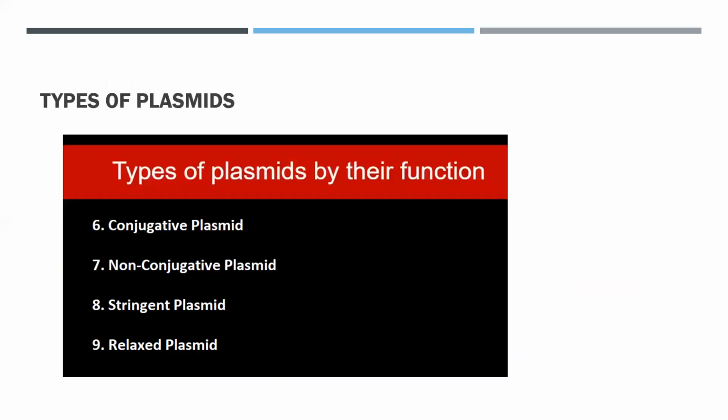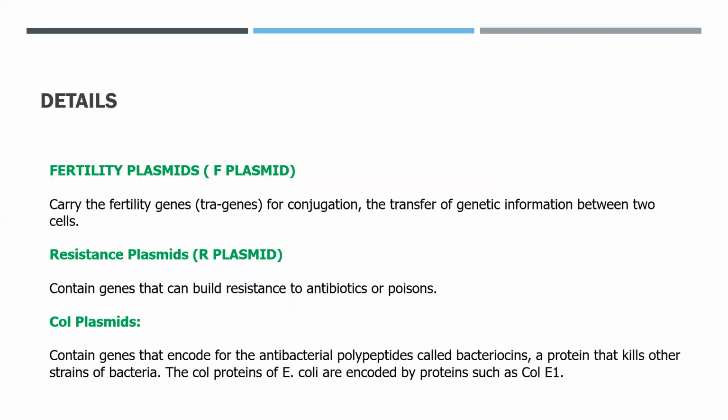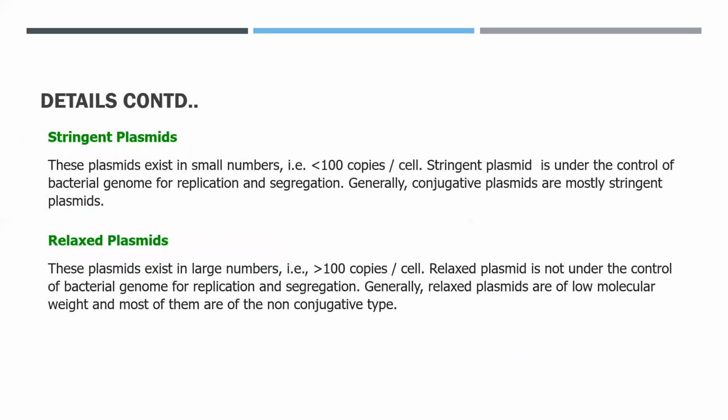Stringent plasmids and relaxed plasmids. Stringent plasmids exist in small numbers, that is less than 100 copies per cell. A stringent plasmid is under the control of the bacterial genome for replication and segregation. Generally, conjugative plasmids are mostly stringent plasmids.